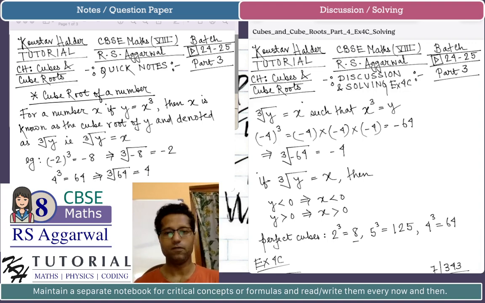The next video will be exercise 4D, which has objective questions based on the entire chapter of cubes and cube roots. So I will solve the objective questions of exercise 4D in the next video.